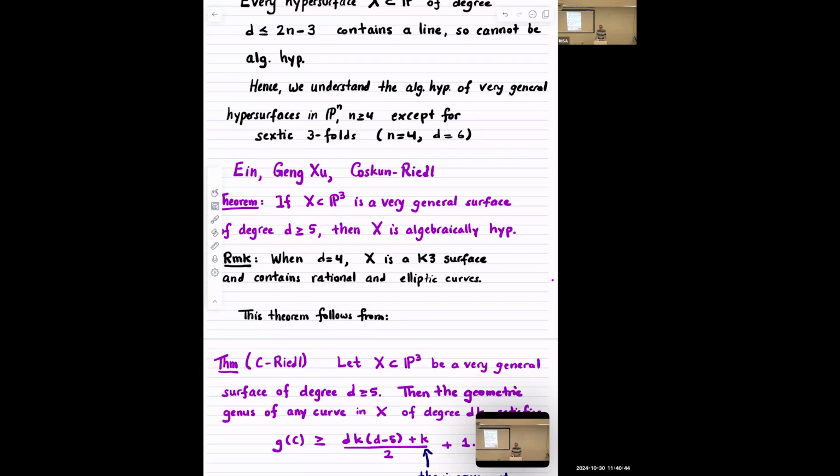When d equals 4, that's the special case, that's the K3 surface, and K3 surfaces contain plenty of rational curves and elliptic curves. They're not going to be algebraically hyperbolic. So this is completely sharp.